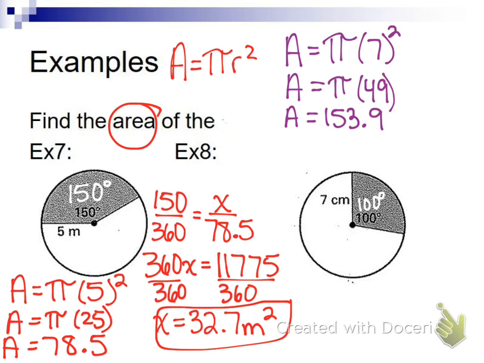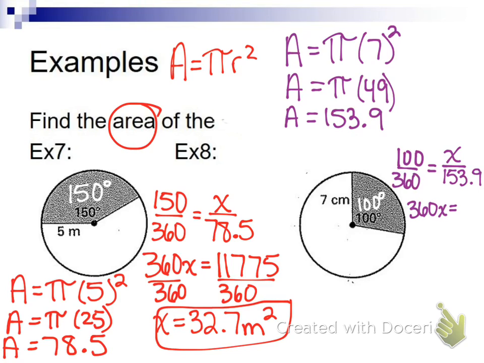Next, we need to set up our proportion. What's going in the top on the left side? 100, our degree of our sector. What about the bottom on the left? Always 360, the degree of the whole circle. On the top right, x, that's what I'm looking for. On the bottom right, that area we just found, the 153.9. Next, cross multiply.